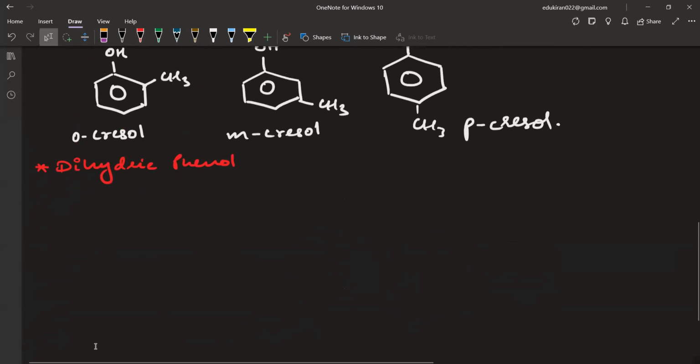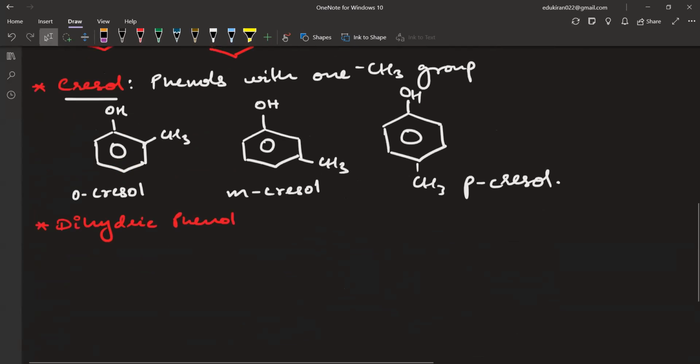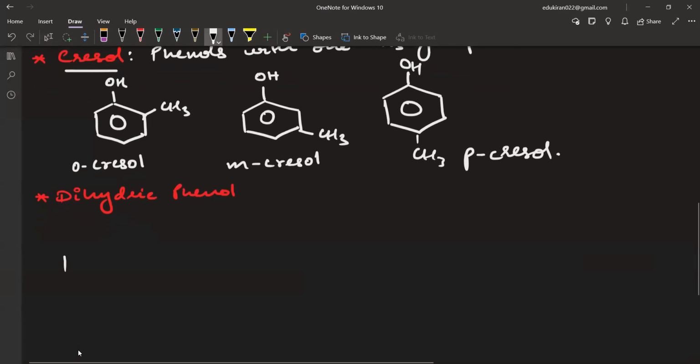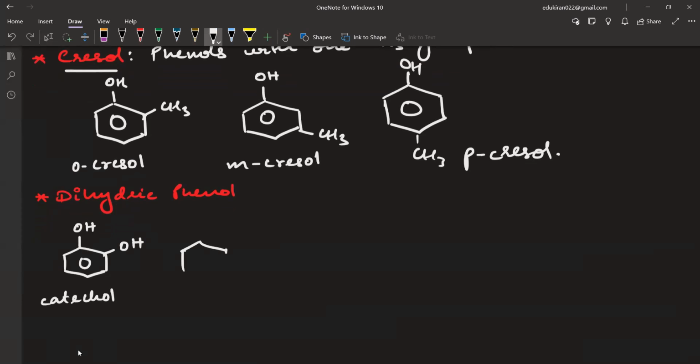Now, we have dihydric phenol. Okay, so dihydric phenol, you can again have three types. Here you have a phenol group, OH, and then one more OH is present in the ortho position. This molecule's common name is catechol. Now you have OH here. It is present in the meta position. Then it is known as resorcinol.